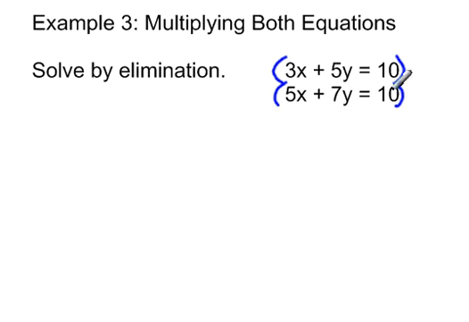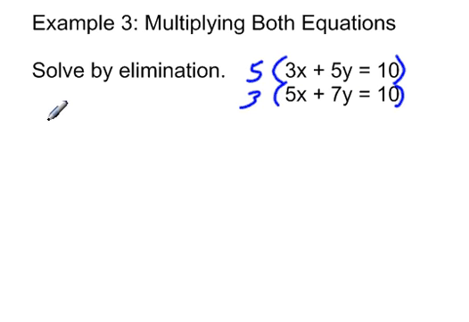So I'm going to multiply this one times 3. I'm going to multiply this one times 5. Sorry, 5 right here. So this is going to be 5, and this is going to be 3. Now see what happens when we multiply these together.